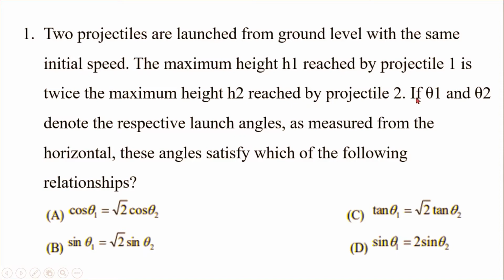In the third statement, if θ1 and θ2 denote the respective launch angles as measured from the horizontal, these angles satisfy which of the following relationships? In this statement we are given that θ1 and θ2 are the respective launch angles of projectile 1 and projectile 2 as measured from the horizontal. So let's solve the problem by writing down all the givens and the required quantities as follows.